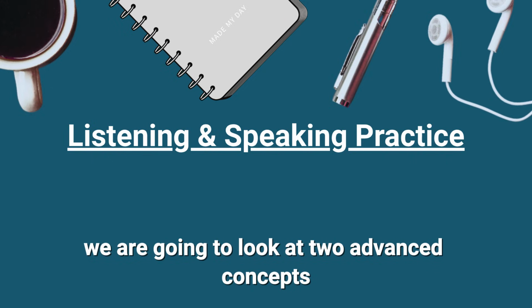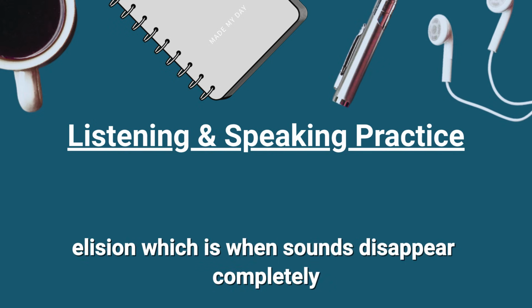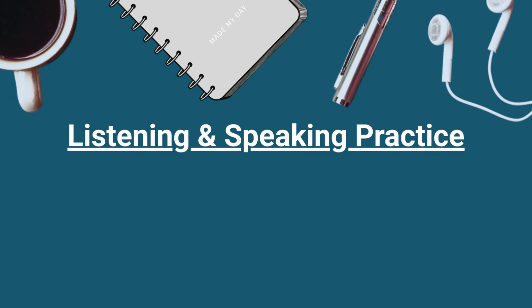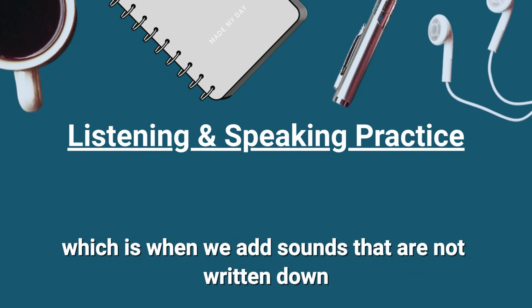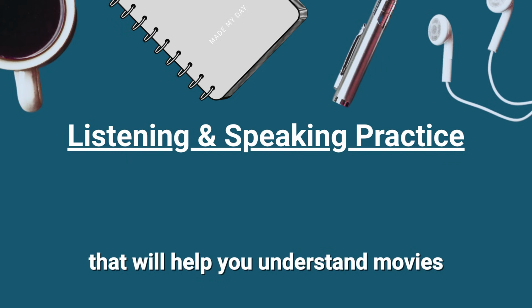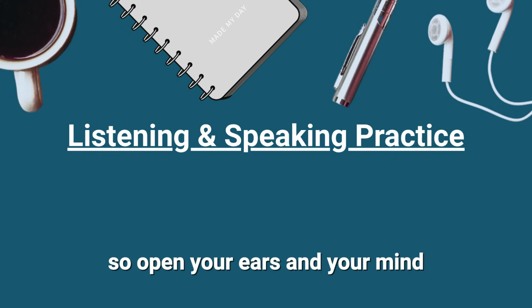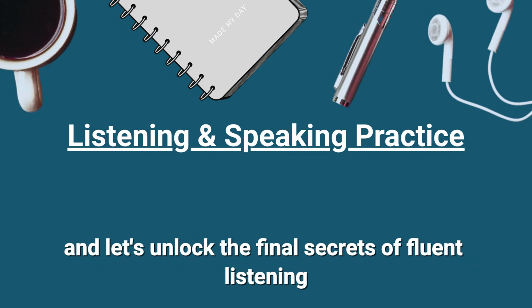We are going to look at two advanced concepts that often confuse B1 learners: elision, which is when sounds disappear completely, and intrusion, which is when we add sounds that are not written down. This is the final layer of the secret code that will help you understand movies, news, and real conversations without struggling. So, open your ears and your mind, and let's unlock the final secrets of fluent listening.